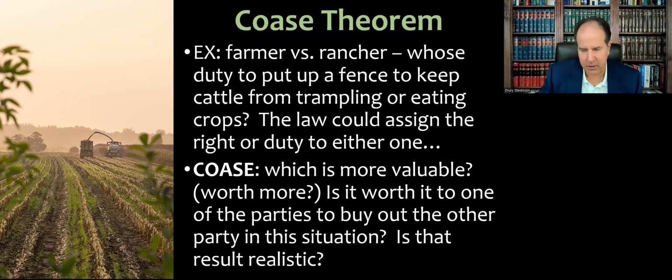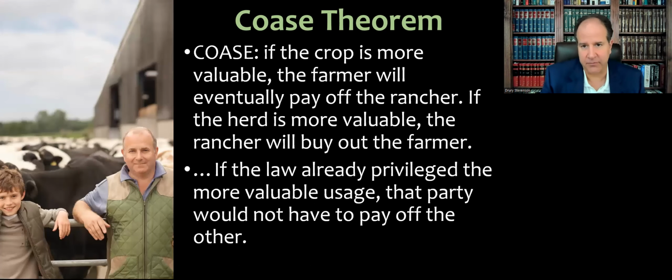So the question Coase asked in his article, The Problem of Social Costs, is: is it worth it to one of the parties to buy out the other party in the situation? And how realistic is that? If there are adjacent farmers and adjacent landowners, and it's very clear that one side has a lot more to gain and lose than the other party, and so they're going to buy out the other party, Coase would say that's going to happen no matter what the law was to start with. So if the crop is more valuable, the farmer will eventually pay off the rancher.